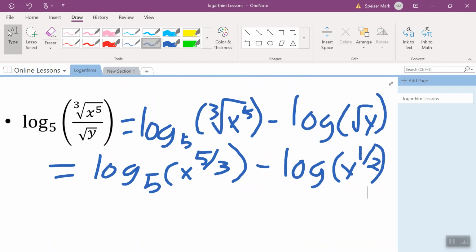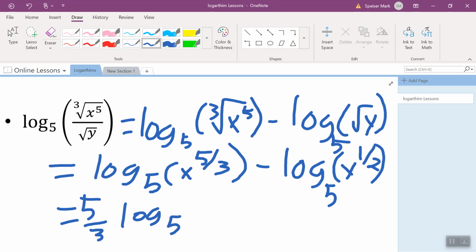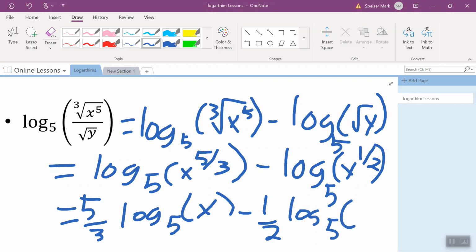Notice I'm not using the power rule, it's much more complicated to use. Make sure the bases of both logs are the same. Bring the exponents to the front: 5/3 log base 5 of x minus 1/2 log base 5 of y. And that's how you expand this one.